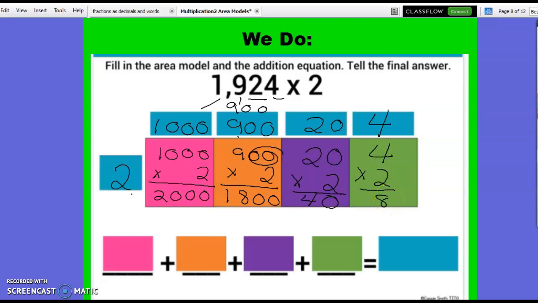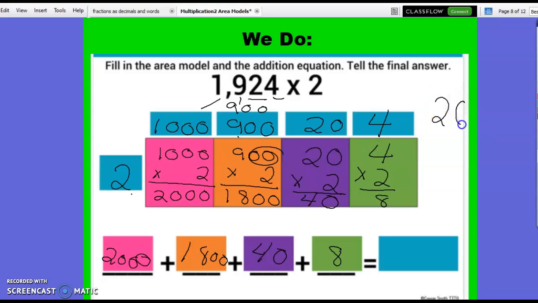Then again, the example has it horizontally. You're adding 2,000 plus 1,800, then 40, then 8. So I'm going to start with my biggest value, and I'm going to add them up. So again, you need to line them up vertically.